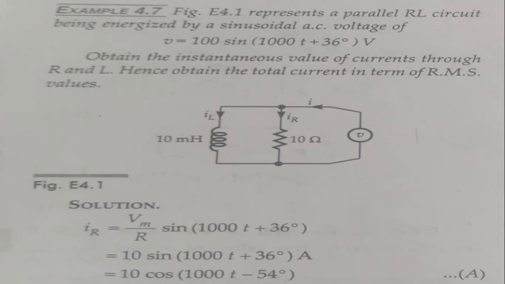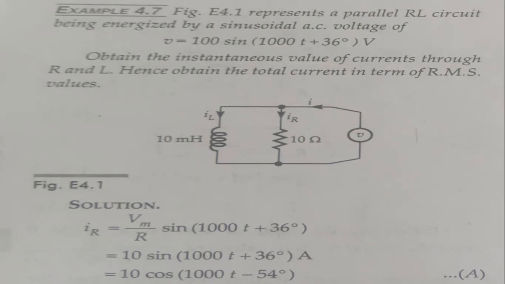In this numerical, the voltage equation is given, and we are interested in finding the values of the currents, IR and IL. We need to calculate the value of IR as well as IL. How can we start?